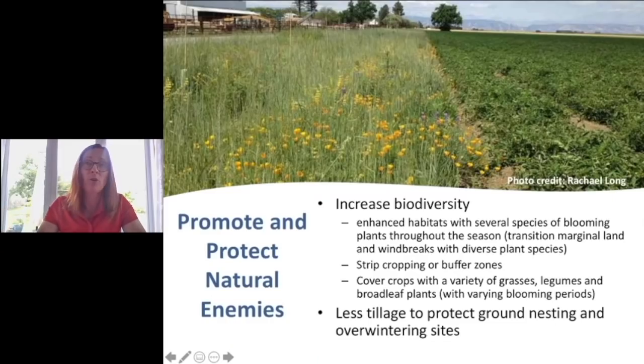And finally, how do we promote these? The big push and positive things that have been going on with pollinator habitat are very similar to what natural enemies need.